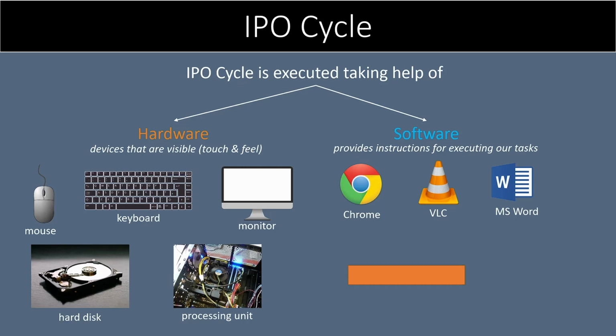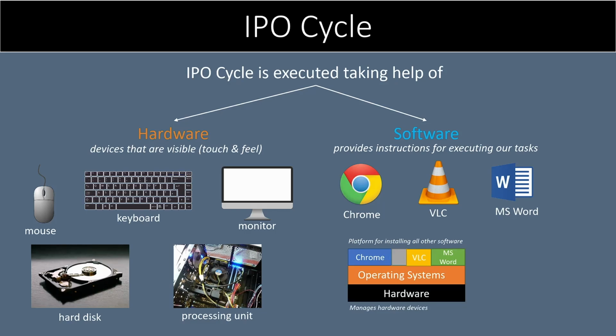The operating system is the most important software in any computer, as it provides a platform for installing all other softwares, and it is also responsible for managing hardware devices. Some popular operating systems are Windows OS, Mac OS, Linux OS, etc.